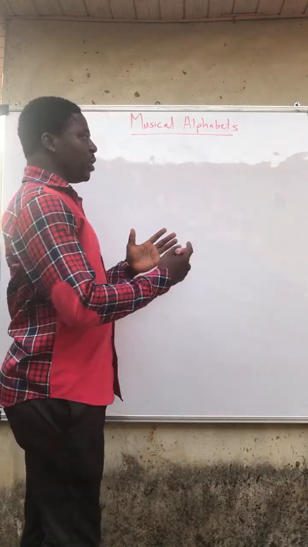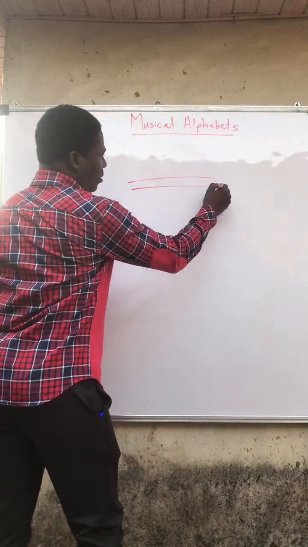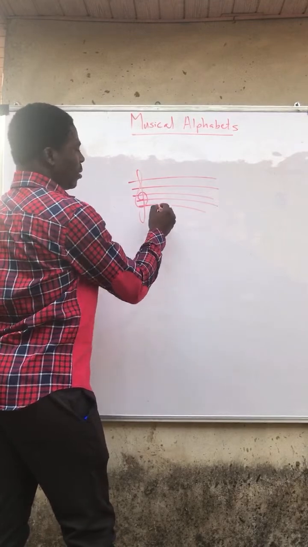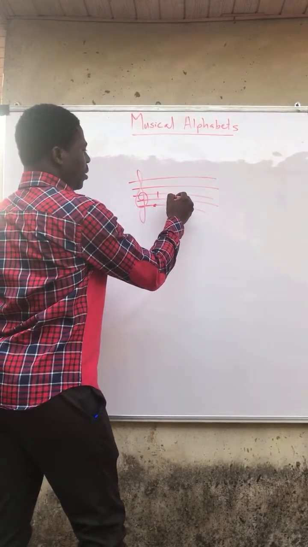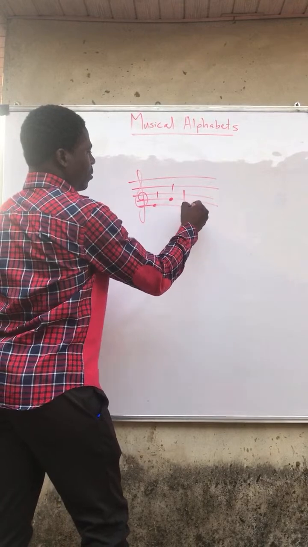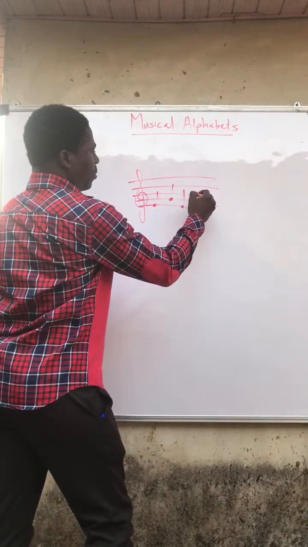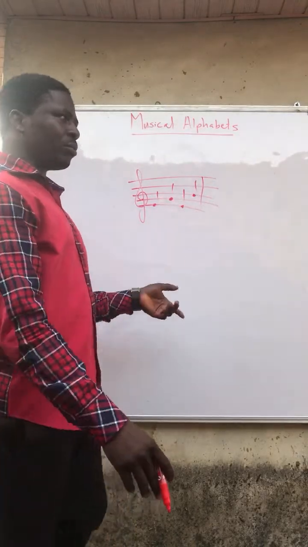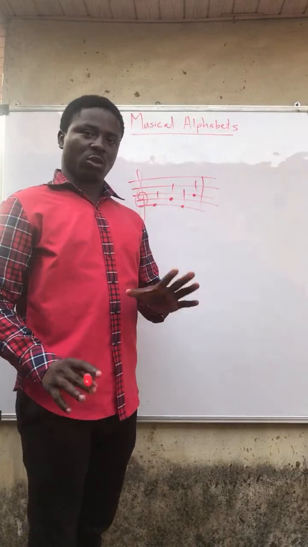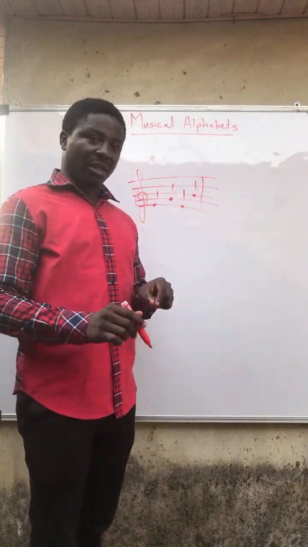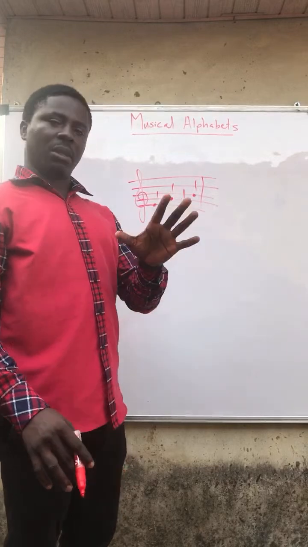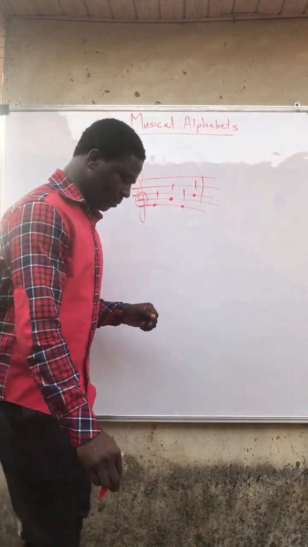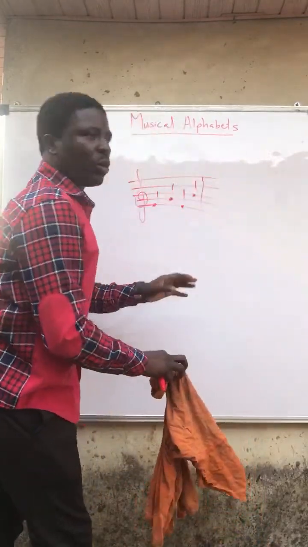If you want to read a piece of music, you see all those things like five lines and so on. But before we go to that, we are going to start from the musical alphabet, which is very important. That's what I'm talking about now. We're going to learn the musical alphabet. We have seven alphabets.